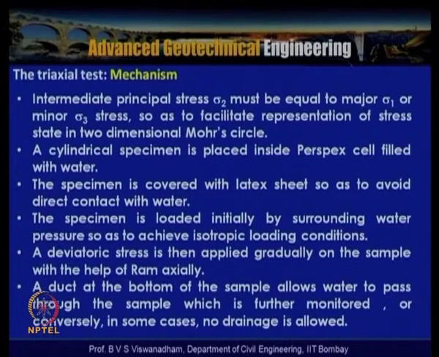The mechanism is basically that the intermediate principal stress sigma 2 must be equal to either the major stress sigma 1 or the minor stress sigma 3, so as to facilitate representation of the stress state in a 2-dimensional Mohr circle. A cylindrical specimen is placed inside a perspex cell filled with water. That acrylic cell is filled with water. The specimen is covered with a latex sheet to avoid direct contact with water, and the specimen is initially loaded by the cell pressure. During that stage, if consolidation has to happen, then consolidation is allowed, and once the consolidation is completed, a deviator stress is applied gradually on the sample with the help of the ram axially.